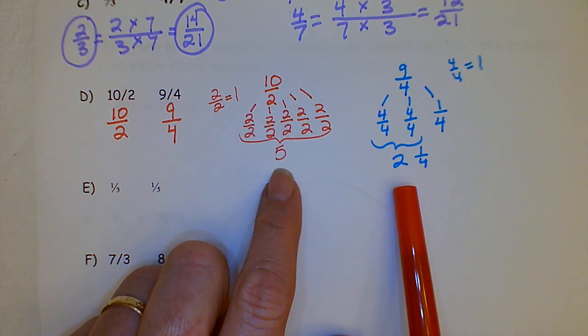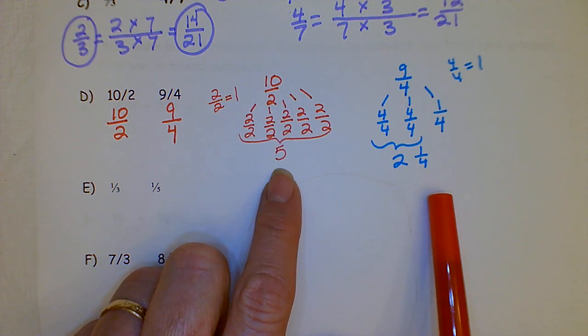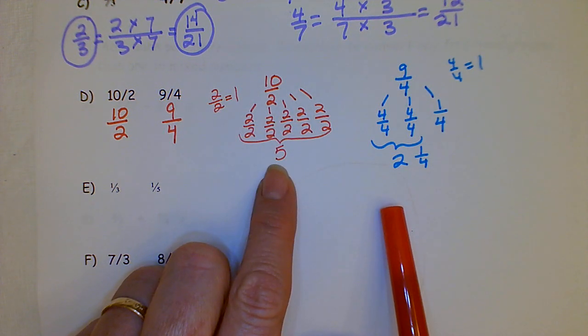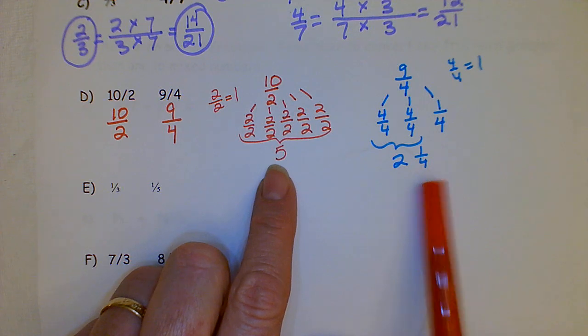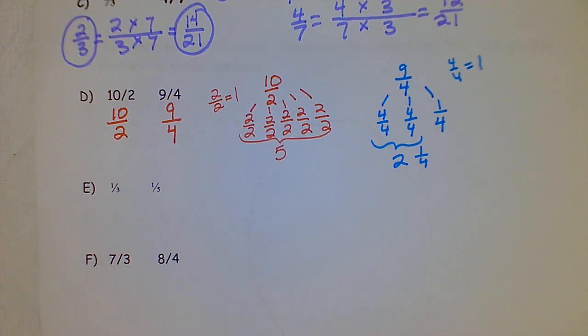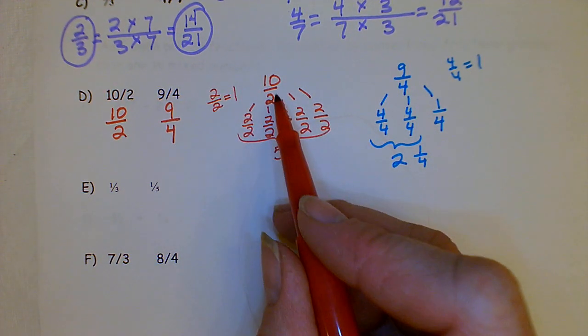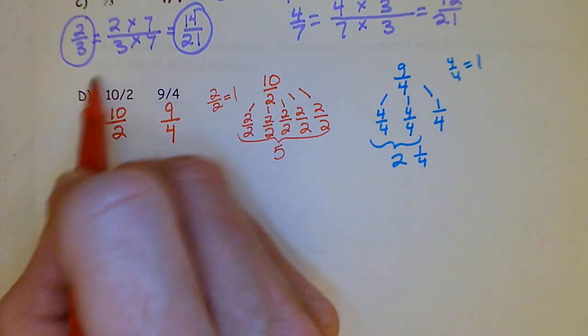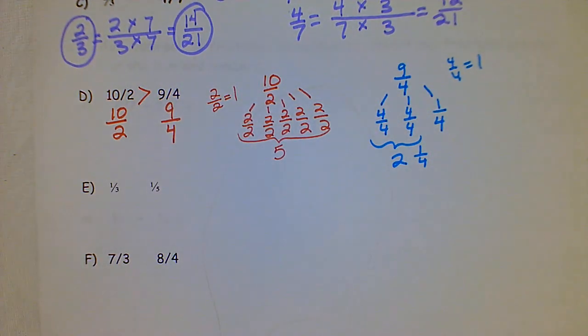5 wholes is definitely going to be larger than 2 and a little bit. You want to have 5 donuts or 2 donuts and like a quarter donut? You want to have 5 donuts. It's a whole lot more. And what's equivalent to 5 is 10 halves. So now I know that 10 halves is larger, so the alligator's going to eat the bigger number.